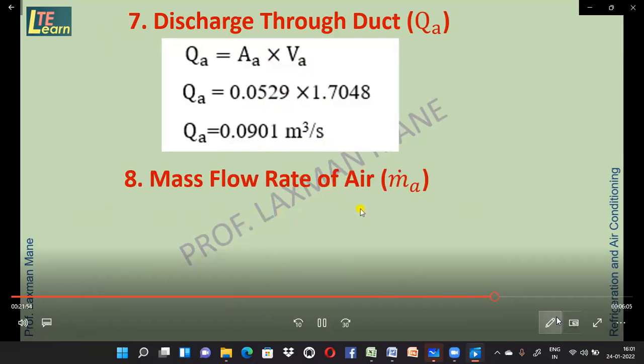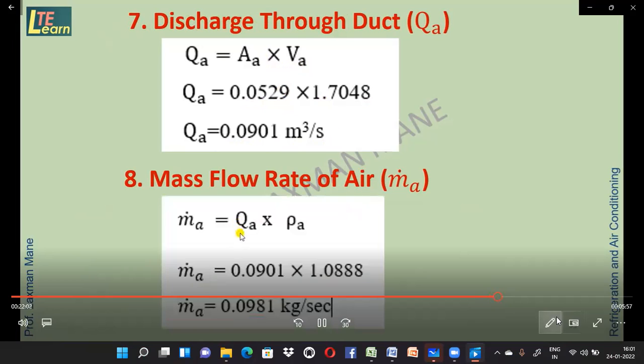Mass flow rate of air passing through the duct. So unit of this is kg per second. To find this we can use product of discharge and density of air. So discharge in meter cube per second, this is a value. Rho A is already calculated. By the calculation we find mass flow rate of air in kg per second.